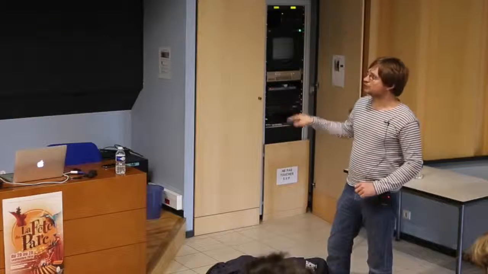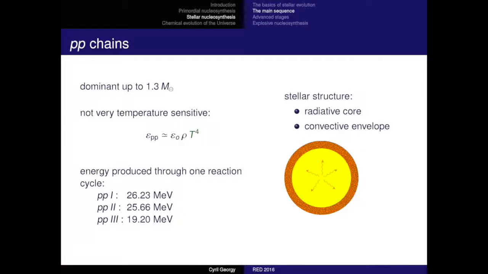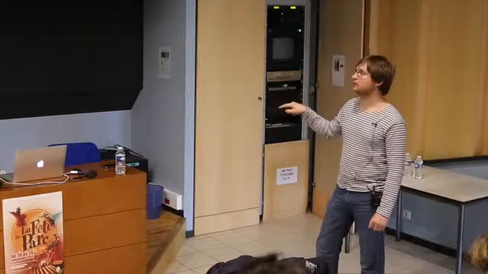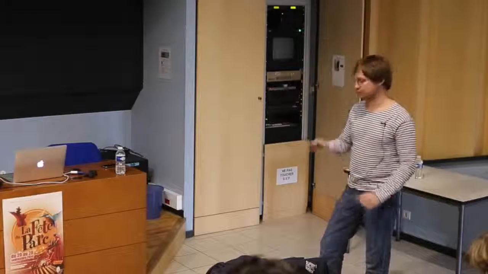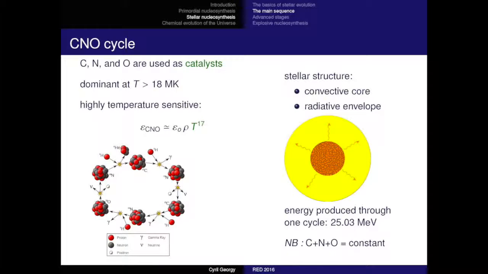This chain produces different amounts of energy depending on what branching is taken, but it is about 20-25 MeV per cycle. And this is enough to sustain these stars for quite a long time. When you go to higher temperature, you will be able to activate another kind of burning for converting hydrogen into helium. That is called the CNO cycle.